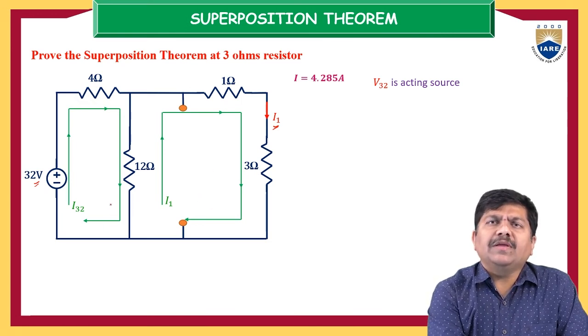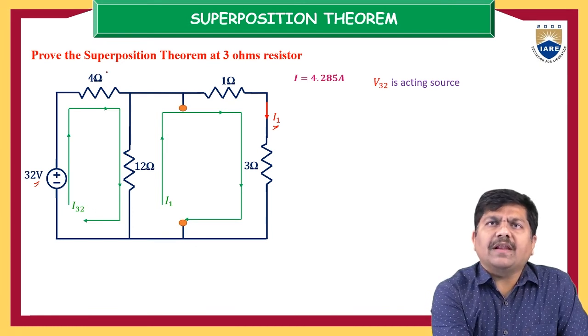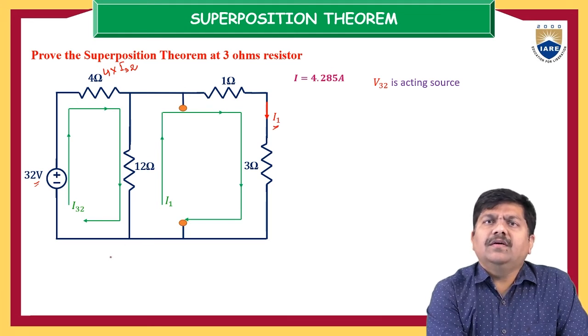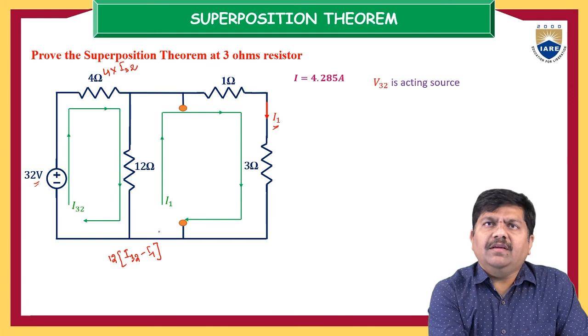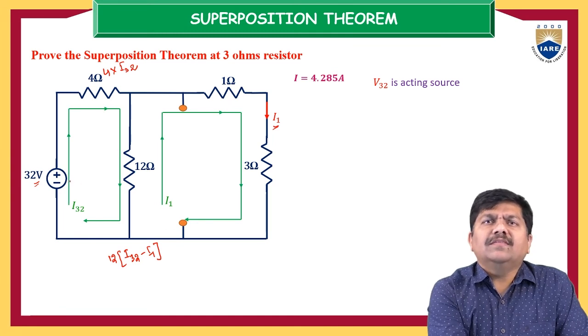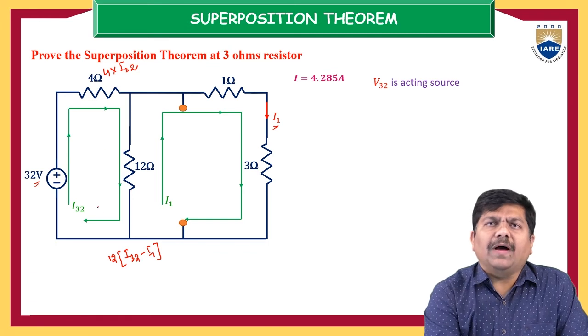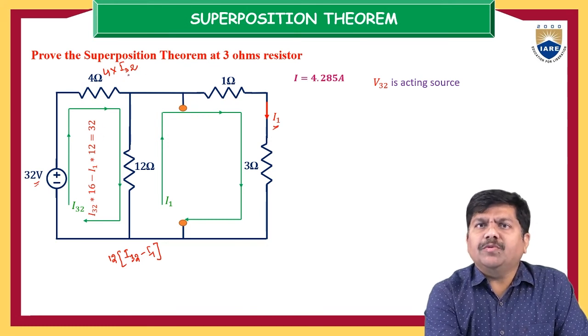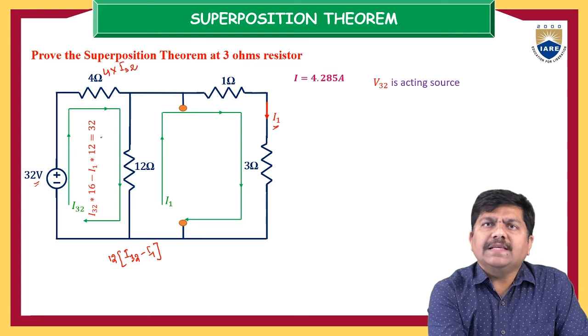So the balance equation by using KVL: 32 volts is equal to the drop across this. The drop across the 4 ohm is 4 into I32. And the drop across the 12 ohm resistor is 12 into (I32 minus I1). The sum of these drops must be equal to the voltage source in that particular closed path. So the equation is I32 into 16 minus I1 into 12 is equal to 32. Very simple: 4 into I32 and 12 into I32, so totally 4 plus 12, 16 I32, minus 12 into I1 is equal to 32.